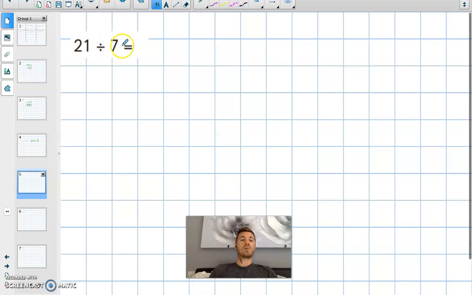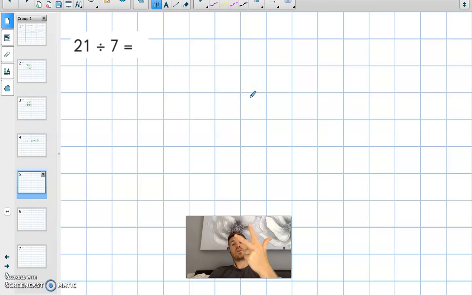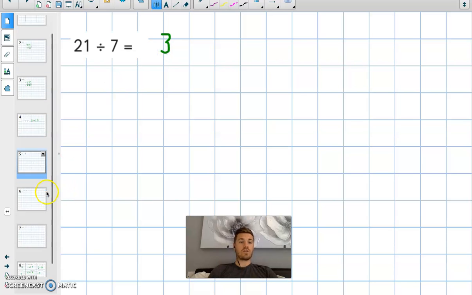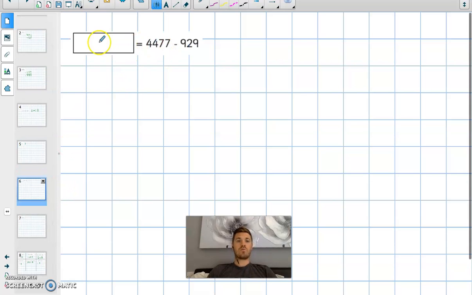Okay, 21 divided by 7. So we're seeing how many 7s are in 21. Well, if we do our 7 times table, 7, 14, 21, there are 3 7s in 21. So 3 is your answer. For this one, the answer box is in front of the number problem. So again, using your formal method, you can very easily work out the answer.